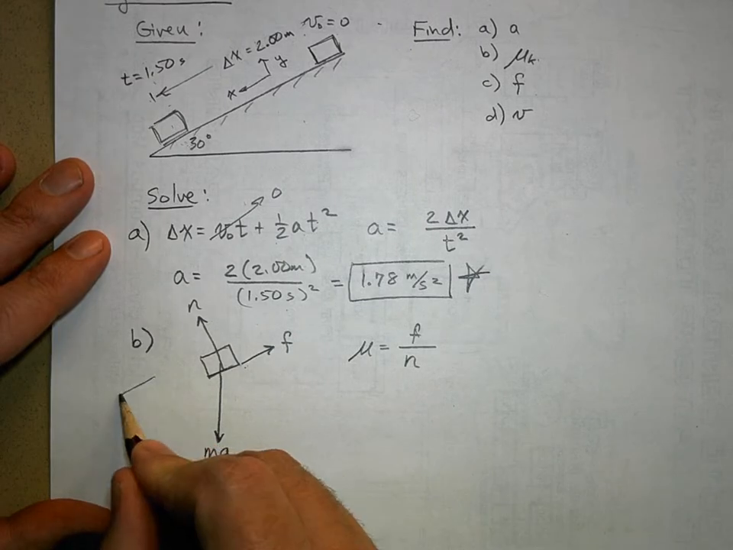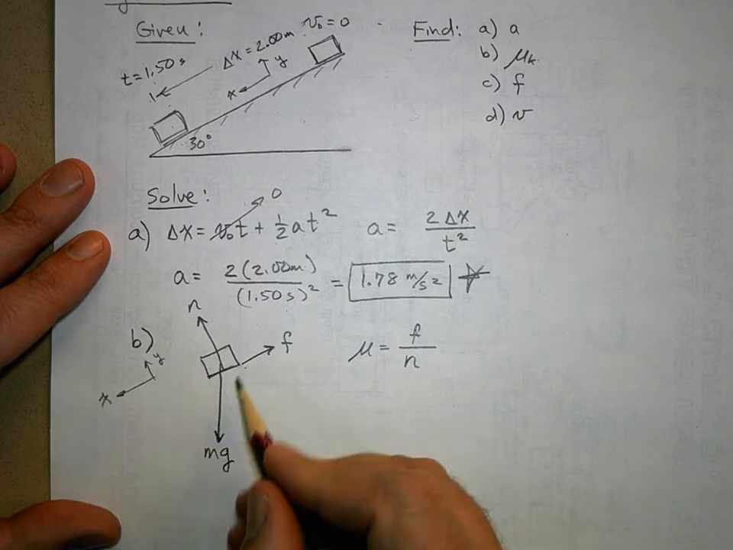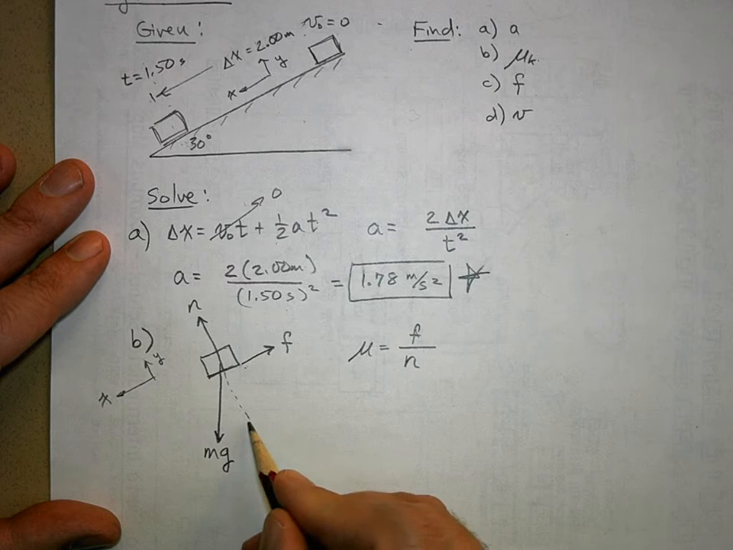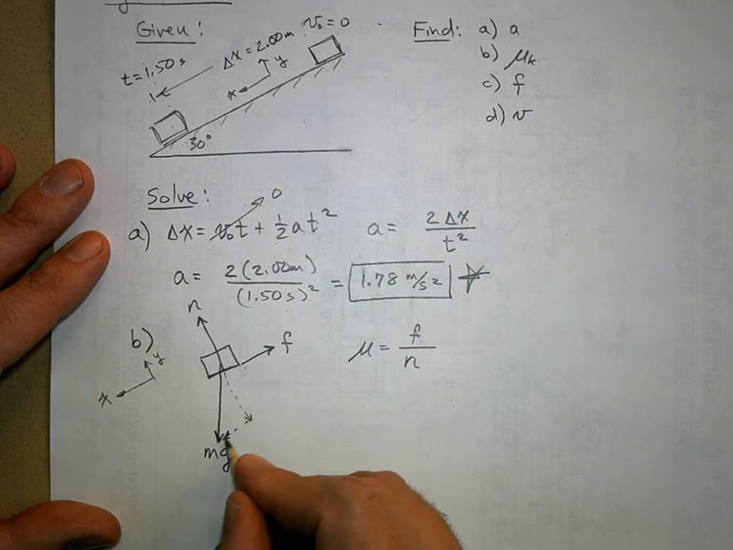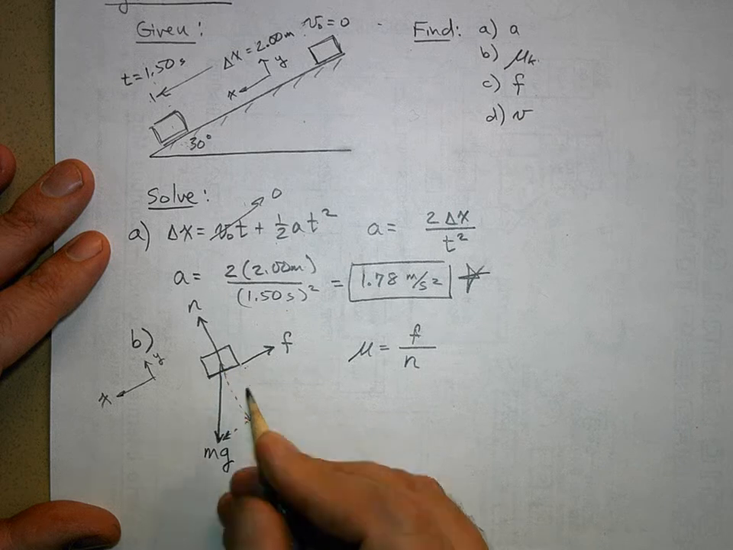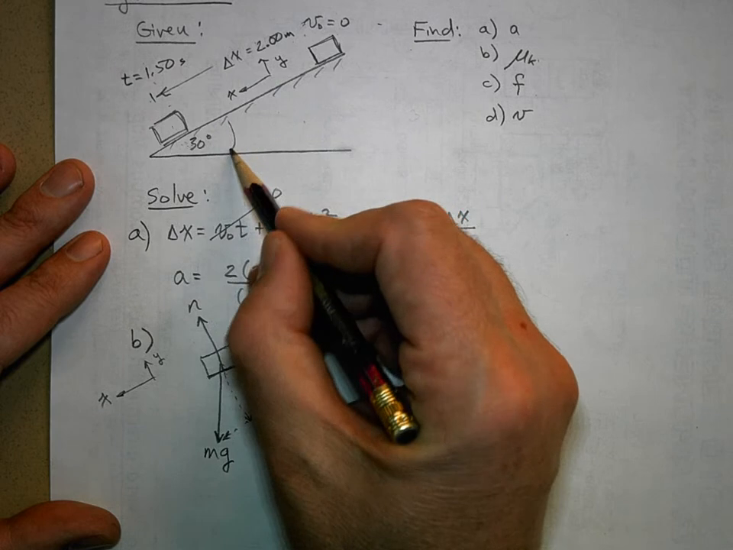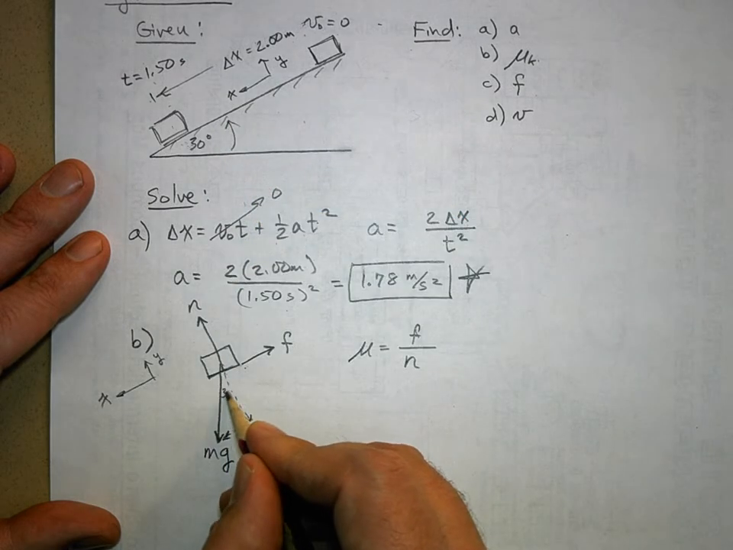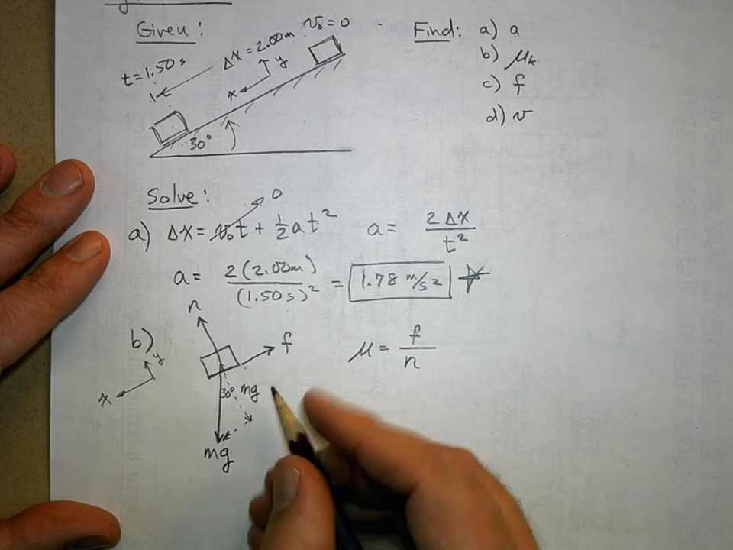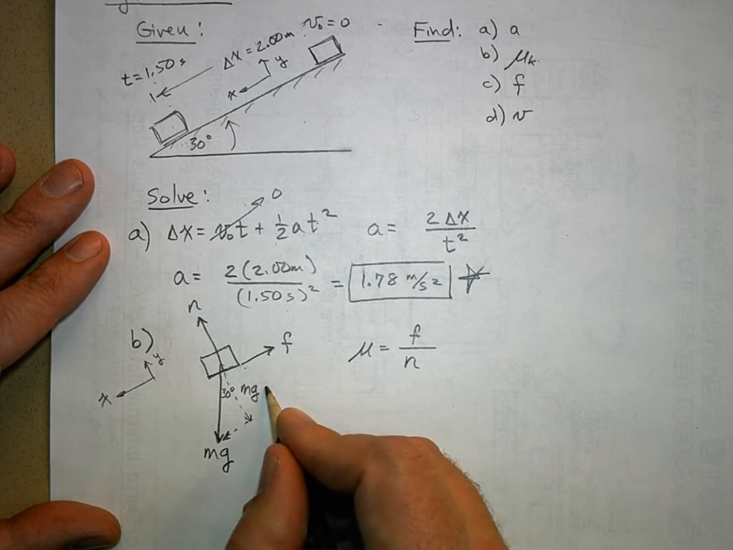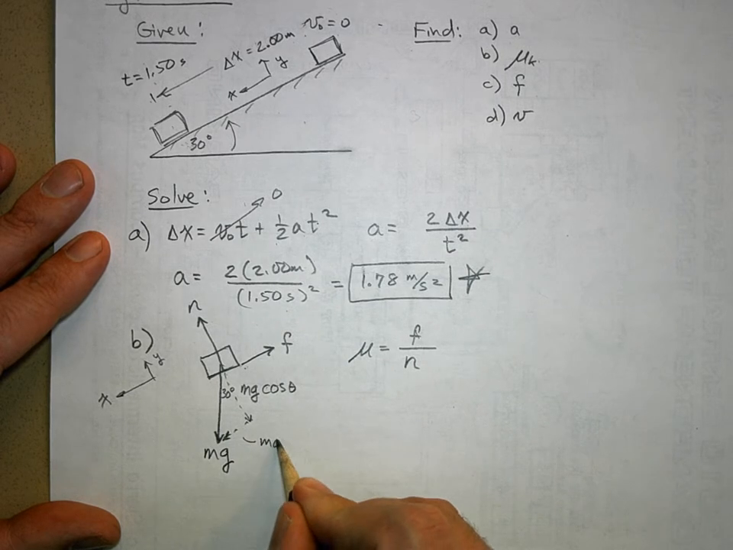Now we've already said that this is the x direction and this is the y direction. And so we have to take the weight now and break it up into its x and y components. Remember we said on an inclined plane problem that this angle is the angle of incline, right here. So this is 30 degrees. So this is going to be mg cosine theta, because it's the adjacent leg. And this is mg sine theta.